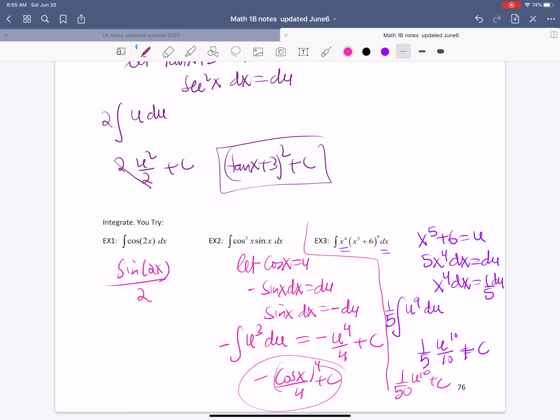Okay, and now replace the u by whatever we called u in the beginning. I'm running out of space, so do the extra step. Replace u by whatever we called it in the beginning.